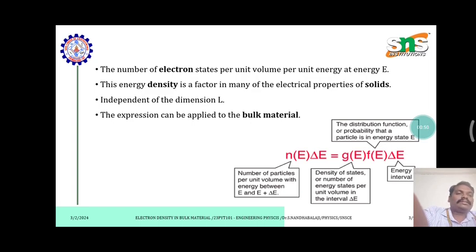So the equation is N(E) dE = G(E) F(E) dE, like the number of particles per unit volume with the energy between E and E plus dE. It's equal to the density of states, or number of energy states per unit volume in the interval, and the distribution function, or probability that a particle is in an energy state in an energy level.